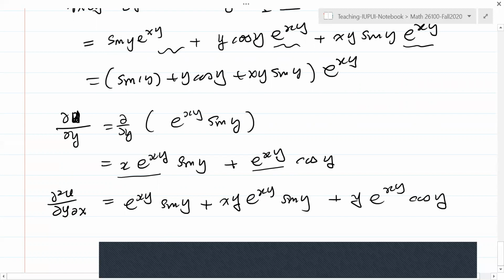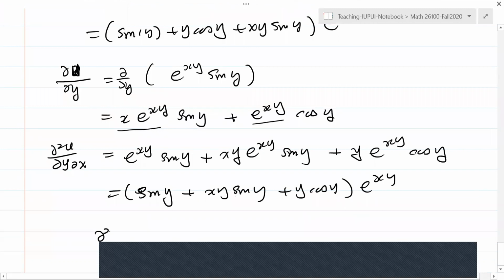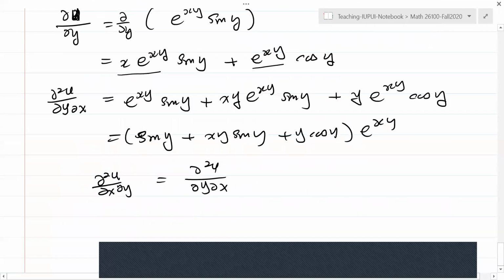Okay, so you also get 3 terms. When you compare those 2, you realize that they're the same. You can take out sine y, and here xy, sine y, and here y, cosine y, e to the x times y. When you compare those 2, I think that's identical. So you can conclude this.